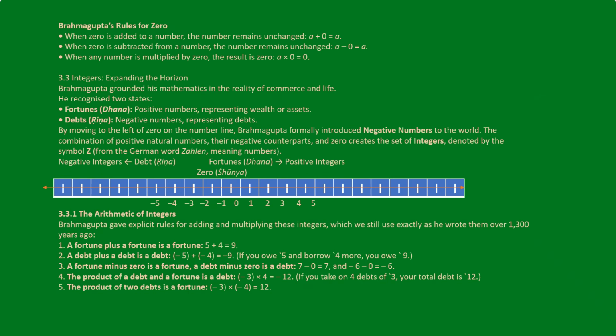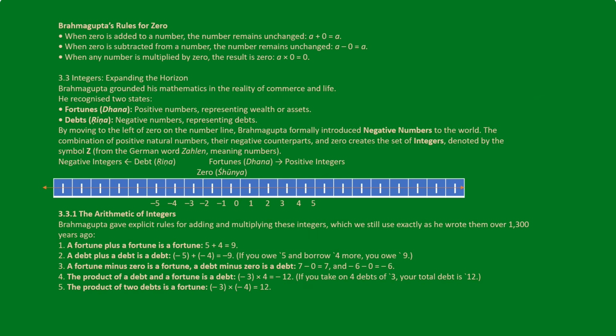When any number is multiplied by 0, the result is 0. A times 0 is equal to 0, whichever be the number. If you multiply 0 to that particular number, the resultant is always 0. These are the 3 important rules, Brahmagupta's rules for zero manipulation.